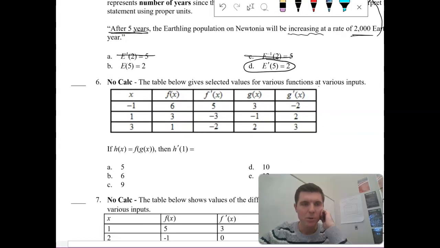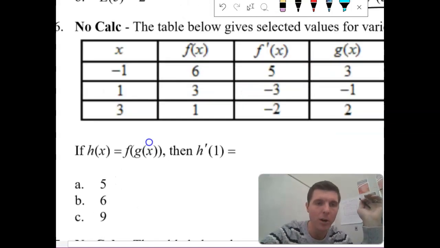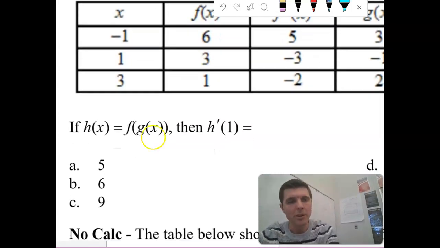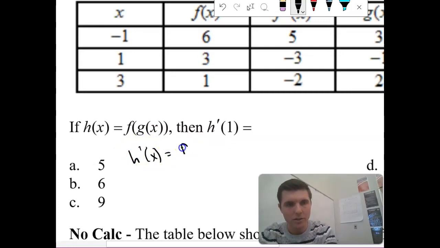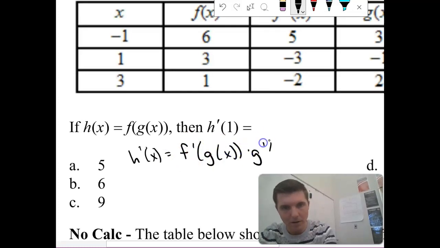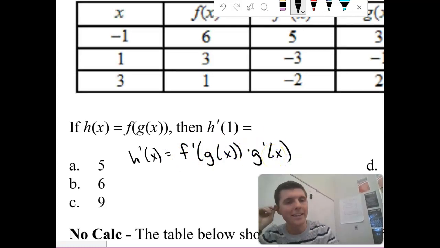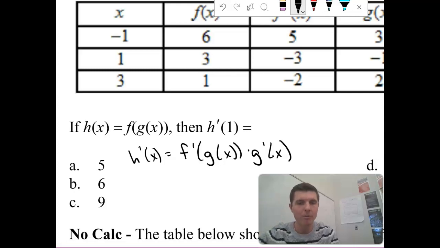Number 6, two more multiple choice here. This is a throwback question. This is one you've seen before. Step 1, find the derivative. H prime of x equals f prime of g of x times g prime of x. I'm really hitting these table questions hard. I feel like they were more common on the last few years of AP tests, so I want to make sure you're prepared for those.